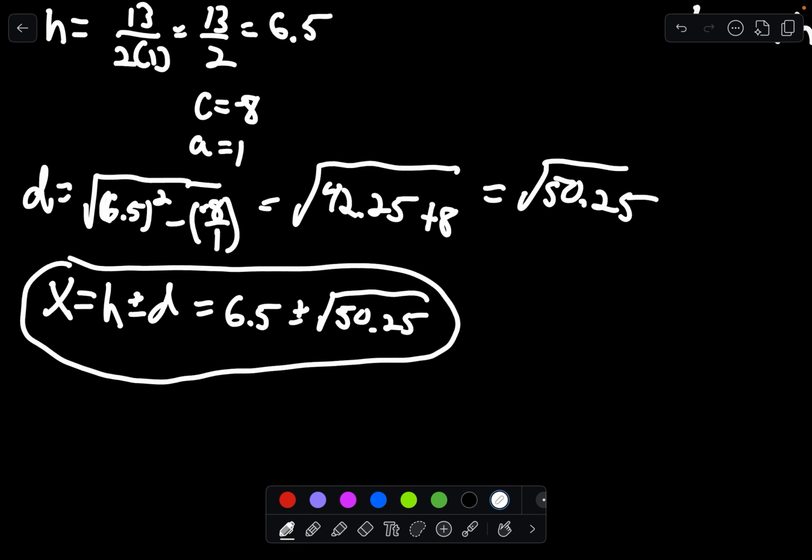You can rewrite 50.25 as 50 and 1/4, and then 201 over 4. I mean, you could rearrange this, but that's the answer. Thank you.